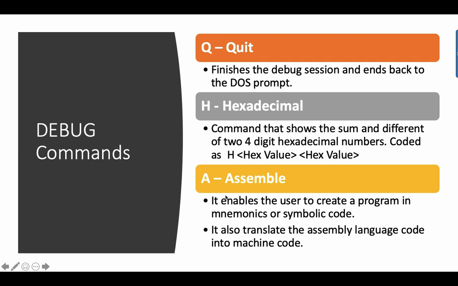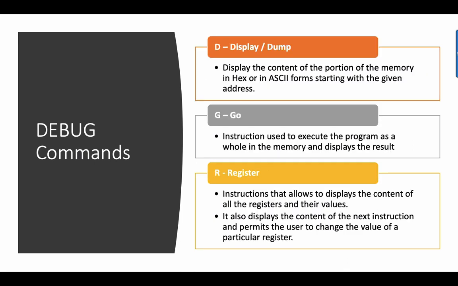The third command is A for assemble, in which it enables the user to create a program in mnemonics or symbolic code. It also translates our assembly language code into machine code. Okay, so as we progress within this tutorial, we'll be able to write assembly codes, but actually we could start assembly using debug.